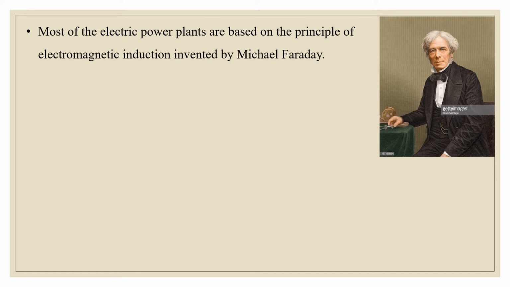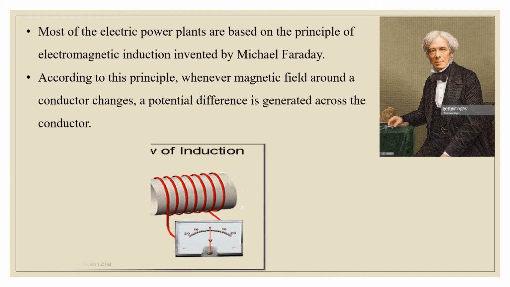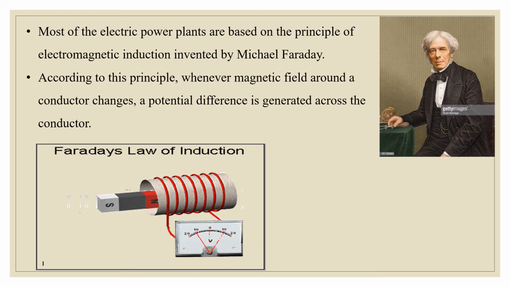Most of the power plants work on the principle of electromagnetic induction, which was invented by Michael Faraday. Now, this is Michael Faraday. According to this principle, whenever the magnetic field around a conductor changes, a potential difference is generated across the conductor. Now, this is what happens. Here you can see a conductor and a magnet. As soon as the field changes, a potential difference is generated across the conductor. इसकी वजह से इलेक्ट्रिसिटी जनरेट होती है.